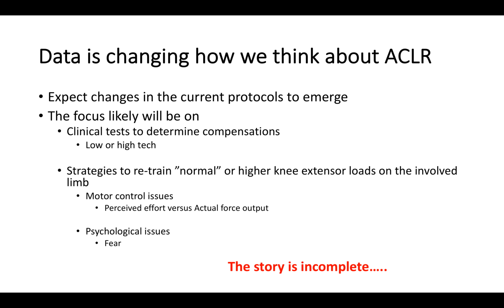And the research focus will probably be on retraining normal, where they have higher knee extensor loads on the involved side, and what the motor control issues are that underlie it, because it's pretty clear right now that what's driving these compensations isn't an issue of strength, but it's some kind of motor control feedback loop, like perceived effort versus actual force output. And then also psychological factors could come into play. So in short, the story is still incomplete. It will probably unravel in your first few years as a clinician.